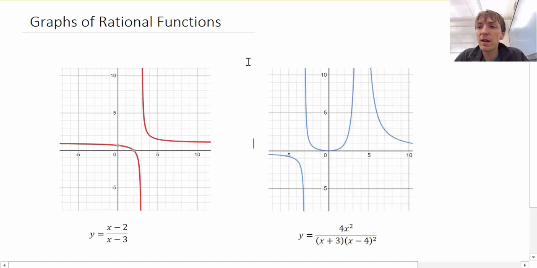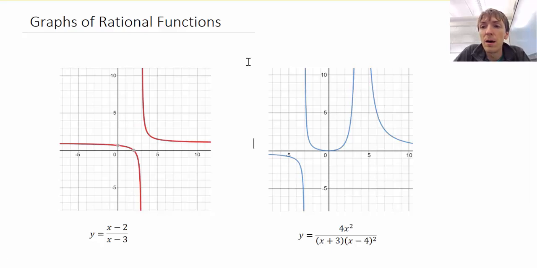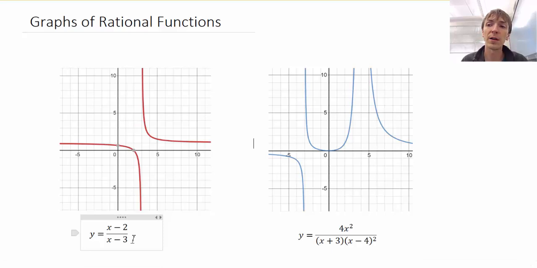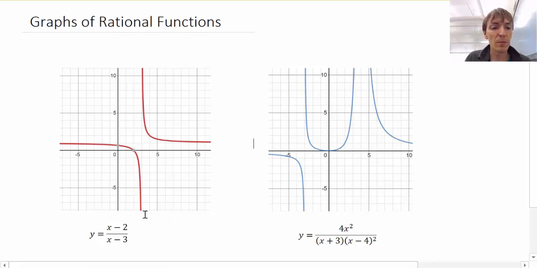Okay, so we talked last time about rational functions, what they look like in equation form, but when you're graphing rational functions, we find that they actually behave quite a bit differently than just regular polynomials. So what I have here is I've just taken two rational functions and I've graphed them using Desmos. So this is x minus 2 over x minus 3. Just remember from last time that a rational function is just a polynomial over another polynomial. So I plugged that into Desmos. And here's a different one, a little bit more complicated.